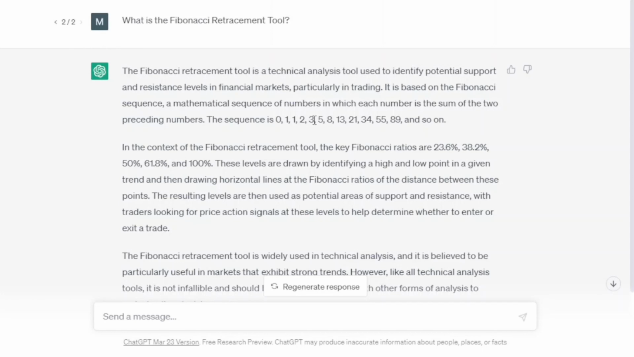These levels are drawn by identifying a high and low point in a given trend, and then drawing horizontal lines at the Fibonacci ratios of the distance between these points. The resulting levels are then used as potential areas of support and resistance, with traders looking for price action signals at these levels to help determine whether to enter or to exit a trade.